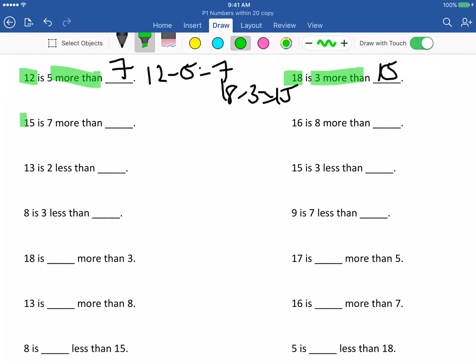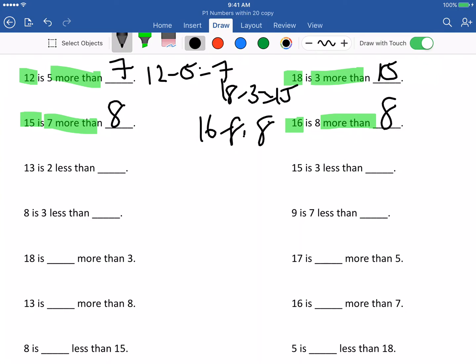Okay, next number. 15 is 7 more than which number? We take 15 minus 7, which equals what? 8. Next one. 16 is 8 more than which number? You take 16 minus 8, which equals 8 as well. Next one. 13 is 2 less than which number? 13 plus 2, 15.